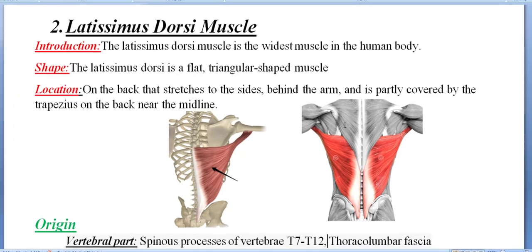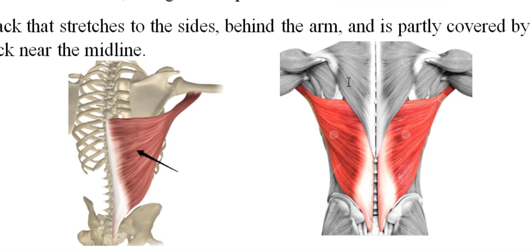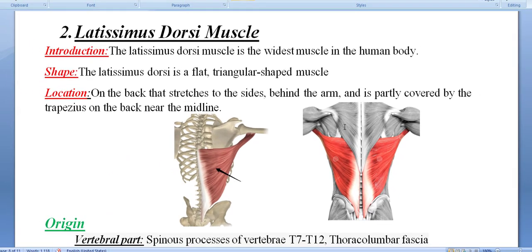You can see on the screen the latissimus dorsi. The latissimus dorsi muscle is the widest muscle in the human body. What is the shape? The latissimus dorsi is a flat, triangular muscle.